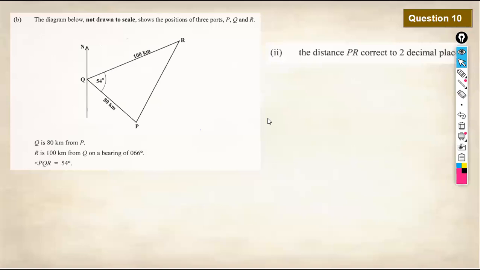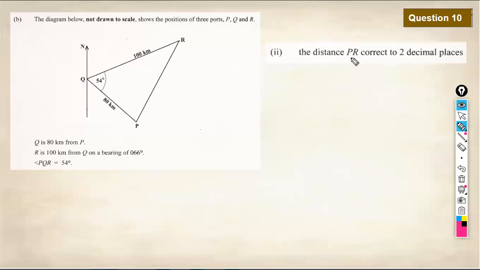Great. So now they want the distance PR. And look at the instructions, the 2 decimal places, PR. Well, you all should be very, very familiar with this question. Let me just ask the class one time.